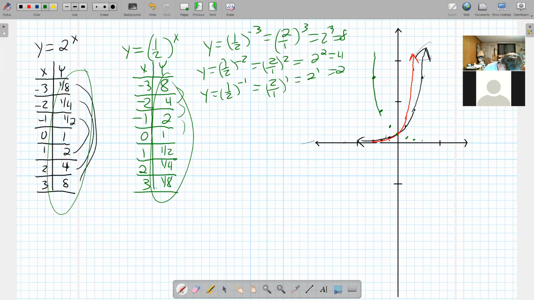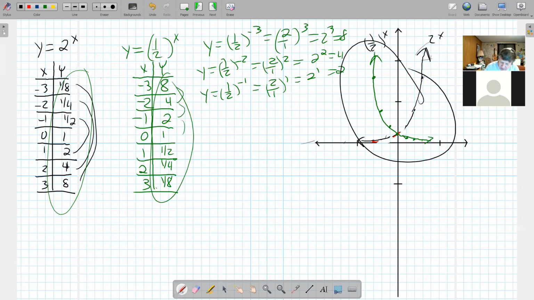So this graph, okay, so let's get rid of that red graph for the moment. For the most part anyway. Okay, so can you see that the green graph is a reflection of the black graph through the y-axis? So this was 2 to the x, and this was 1/2 to the x.